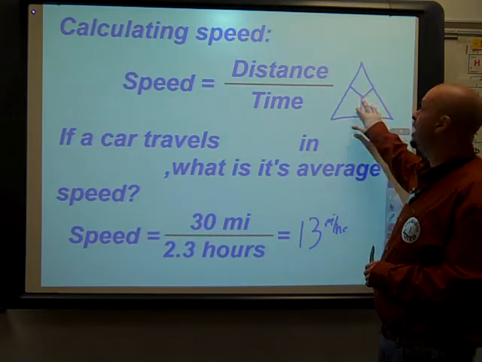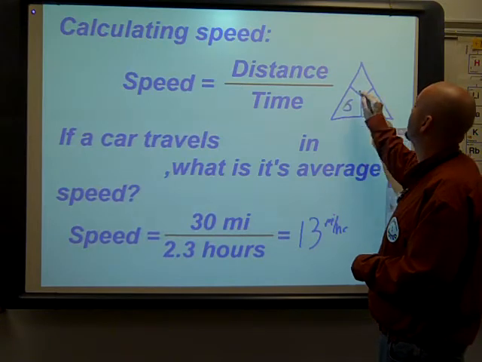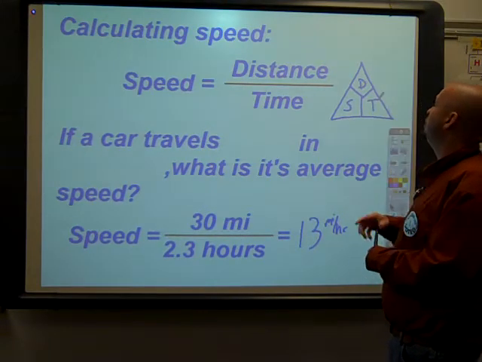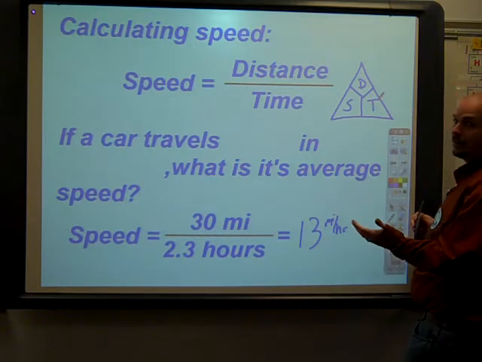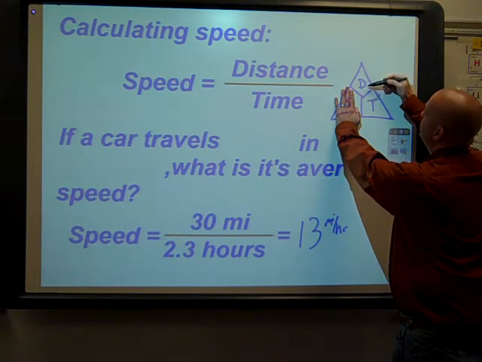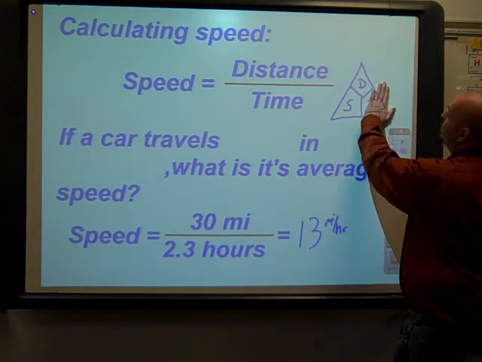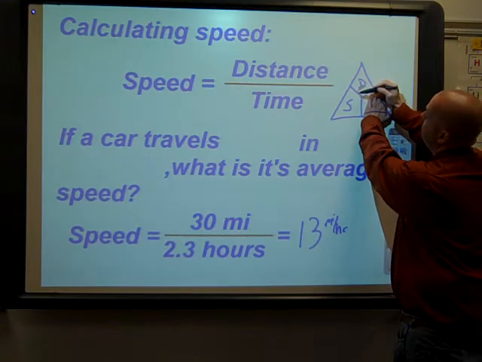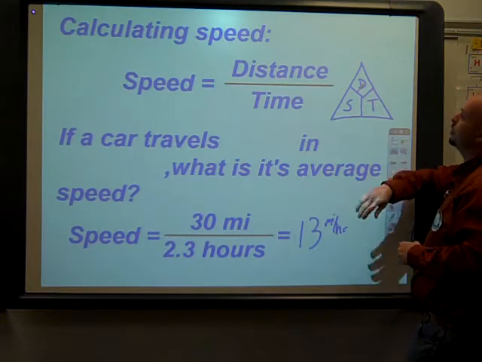If you draw a triangle and put a y inside of it, and take the speed equation and stick it in that triangle exactly the way you see it, you can use this as a shortcut to your algebra. What this means is if I'm calculating speed, I'll cover speed up. I'll take distance over time, or distance divided by time. If I'm calculating time, I'll cover it up, and I'll take distance divided by speed, or distance over speed. It's a little shortcut to help you with the algebra if you're having trouble with it.